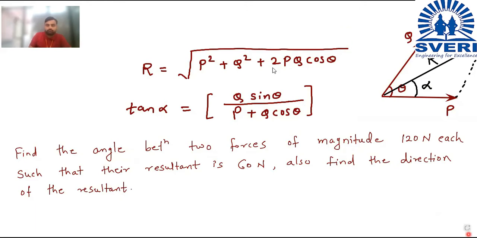Here I will write the given data first. So the given data is P is equal to 120 Newton. Then Q is also given, it is also 120 Newton. Then R is also given, it is 60 Newton. We need to find out the value of theta, and we need to find out the value of alpha.